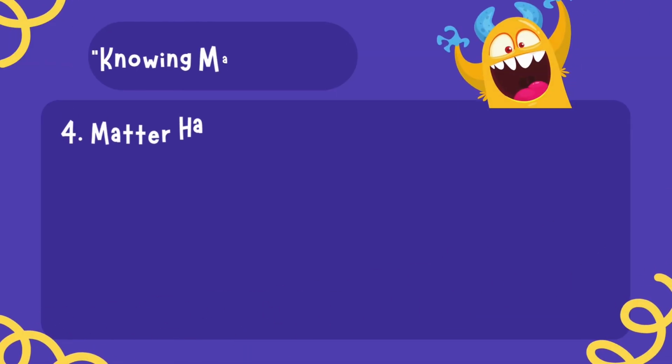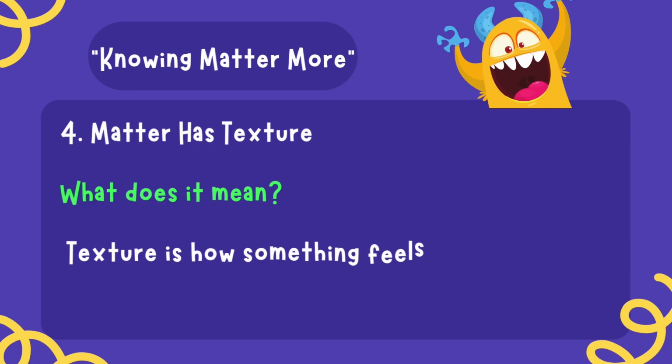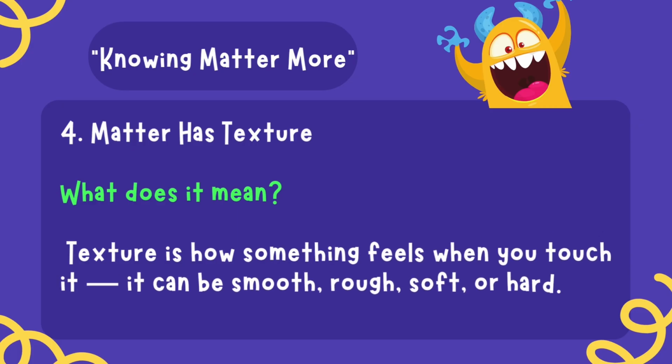Okay, so for the last station, we have matter has texture. So what does it mean? Texture is how something feels when you touch it. It can be smooth, rough, soft, or hard.